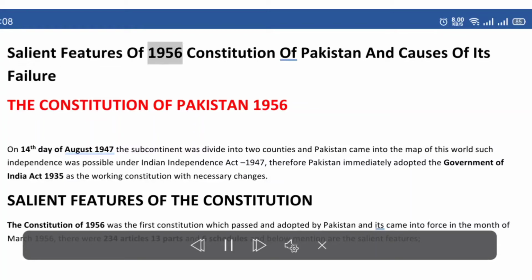Salient features of the 1956 Constitution of Pakistan and causes of its failure. The Constitution of Pakistan 1956.